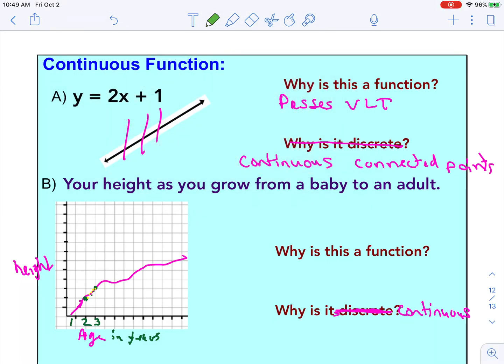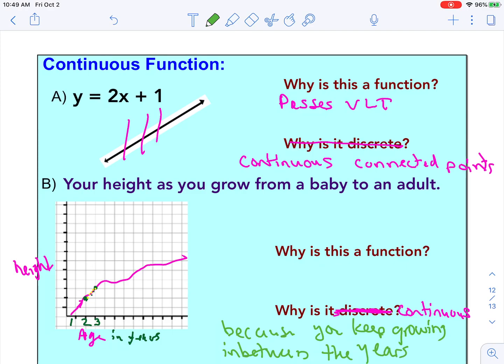So that's why it's continuous, because you keep growing in between the years. So you can't count, you have to measure. And this is a function because for each age, which is your x value, there is only one height.